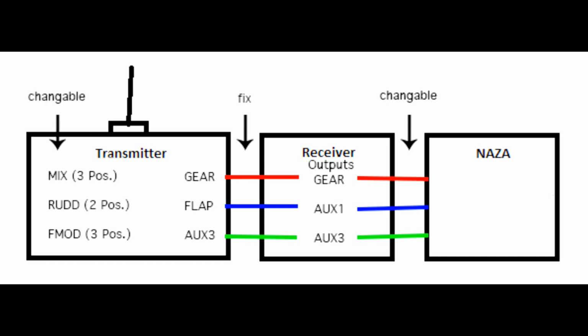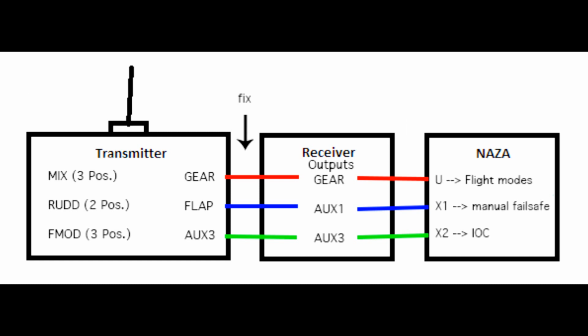Per default, the mix switch is mapped to the gear output of the transmitter, the rudder switch is mapped to the aux1 output, and the F-mode switch is mapped to the aux3 output of the transmitter. So there's no need anymore to change the switches because we already have mapped the right channels through our wiring. We connected the gear of our transmitter to the U channel. That means that the mix switch is changing our flight modes.